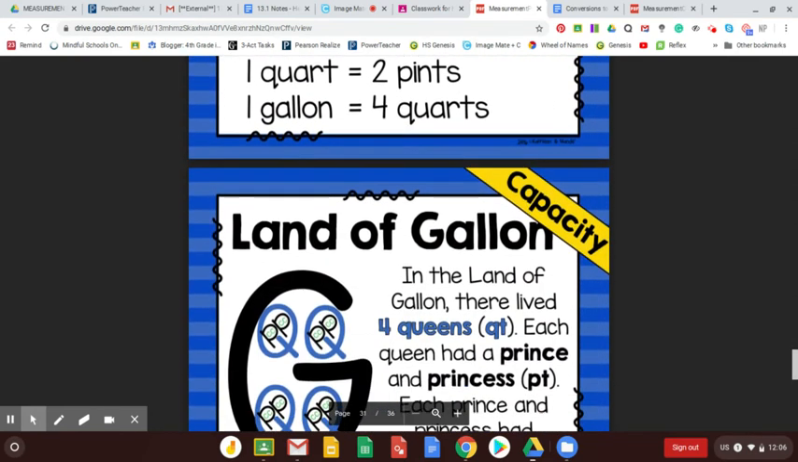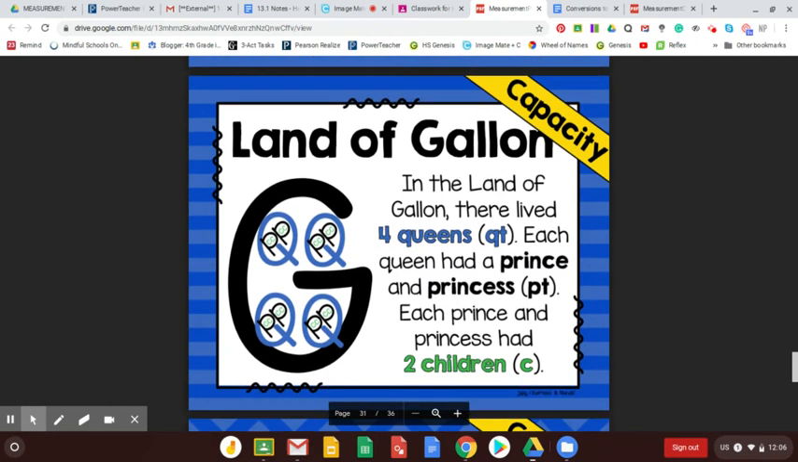All right. This is my favorite memory aid. This is the land of Galan. Really, it's Gallon, but I like to be fancy. In the land of Galan, there lived 4 queens, and you could see the Qs or the queens. Each queen had a prince and a princess, right? So a P and a P, prince and princess. And each prince and princess had 2 children. So CC stands for children.